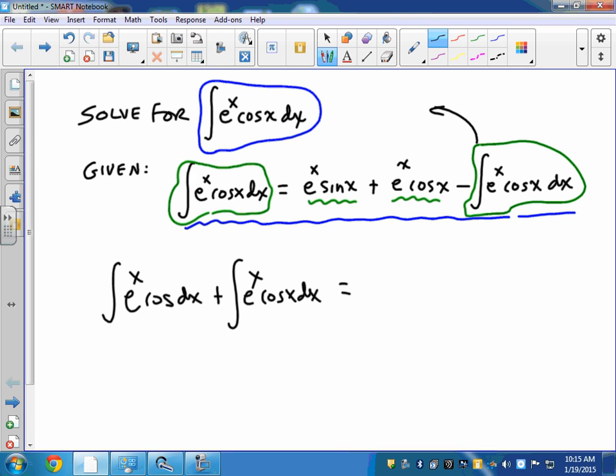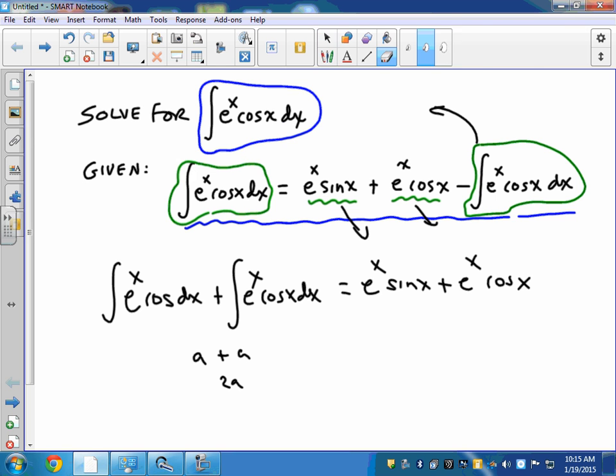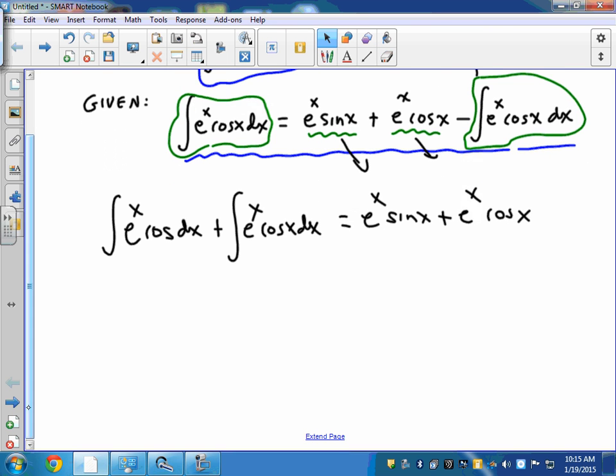And on the right side, we have these two terms. They just stay there, e to the x sine x and e to the x cosine x. Now, how about the left? Well, golly, this looks like two of exactly the same things. It's a plus a, two of them, two a's, right? So we have this expression added to itself, so that gives us two of those things.